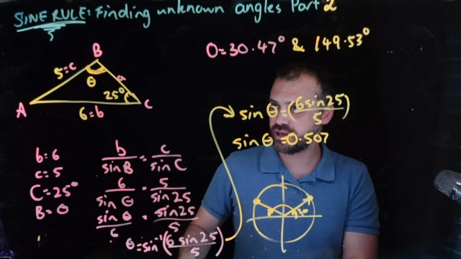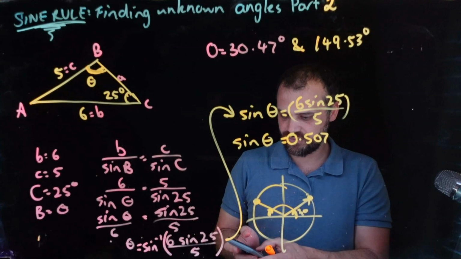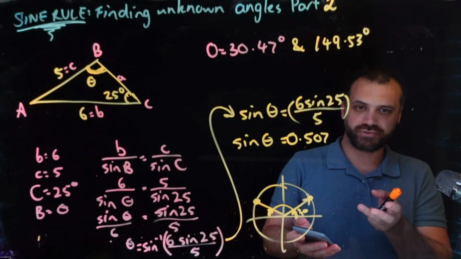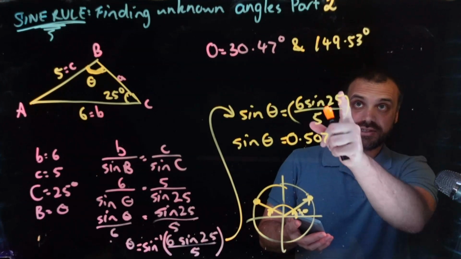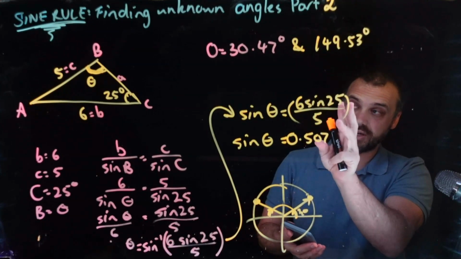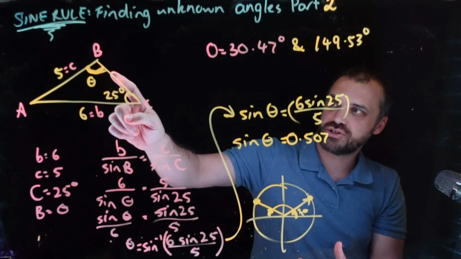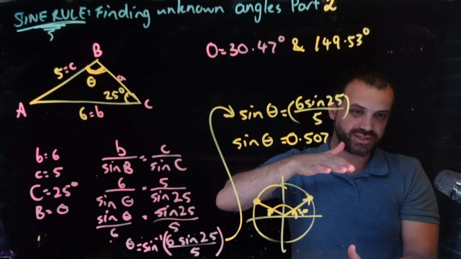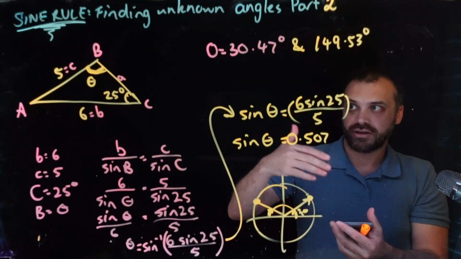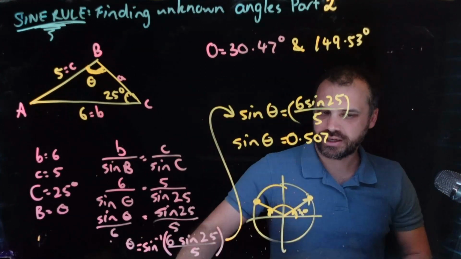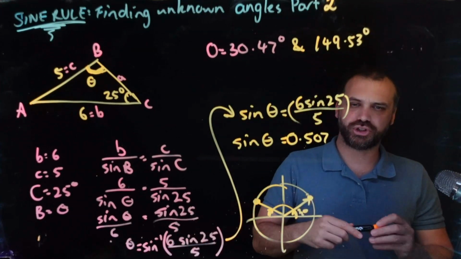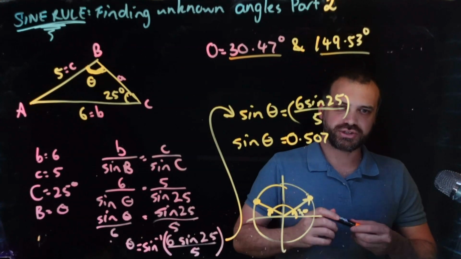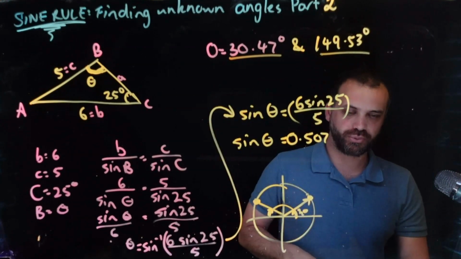149.53 plus 25 is 174.53. So that means that yes, this is a good answer. This answer does work because if these two add up to 174.53, that means that this one can be like 6 degrees, something like that, and we're in business. It works. I really do want to show you what these two answers look like so you can really get a feel for what's going on.